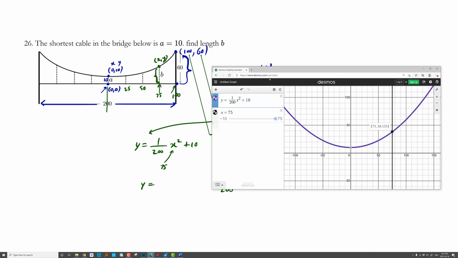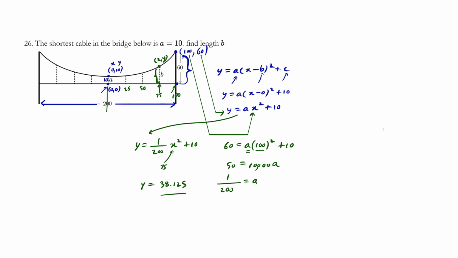As you can see, we punched this equation into Desmos. We zoomed in and zoomed out to the proper setting. When x equals 75 in this graph, we can see that the specific height, the b value, is 38.125.